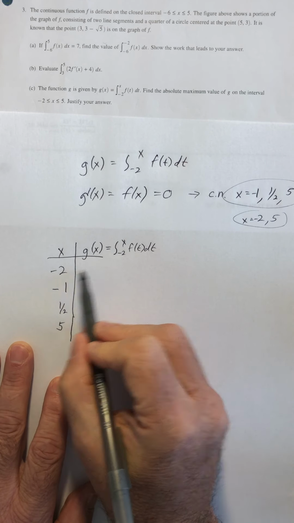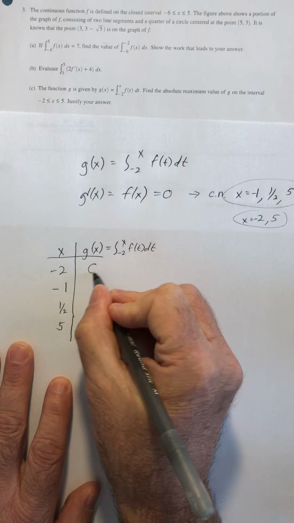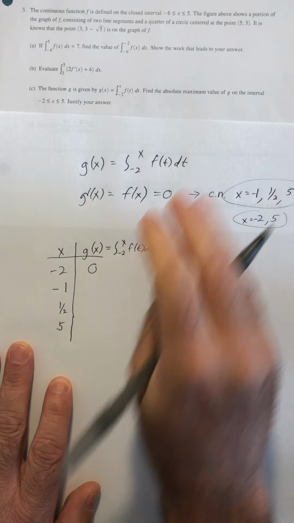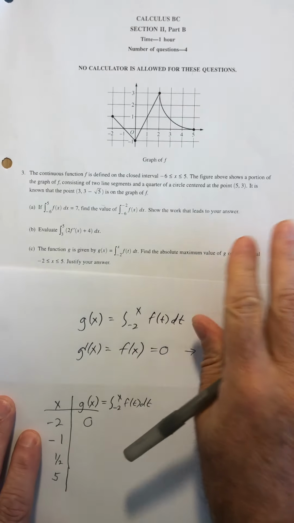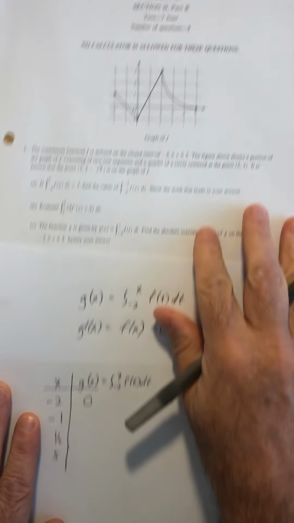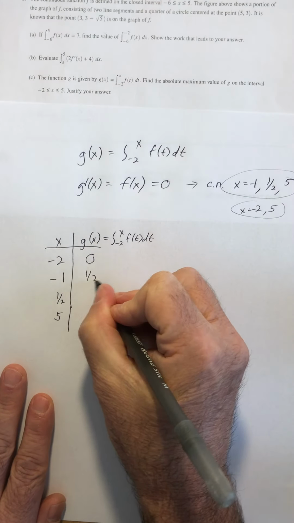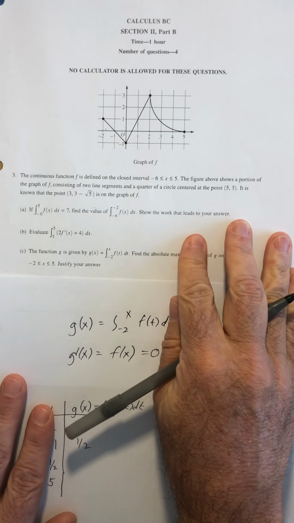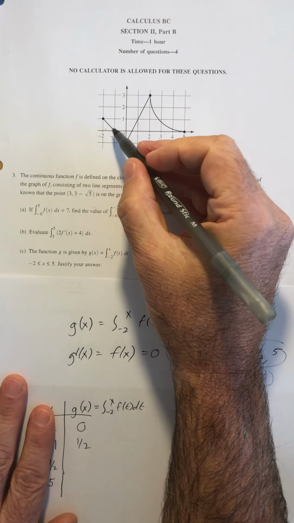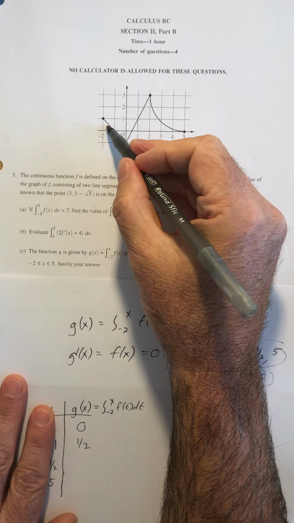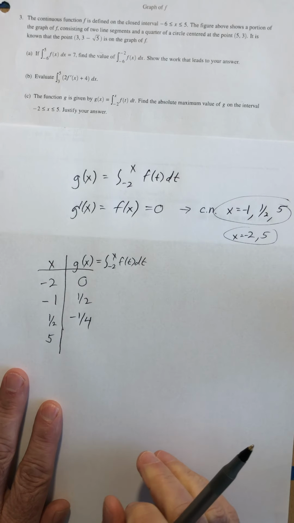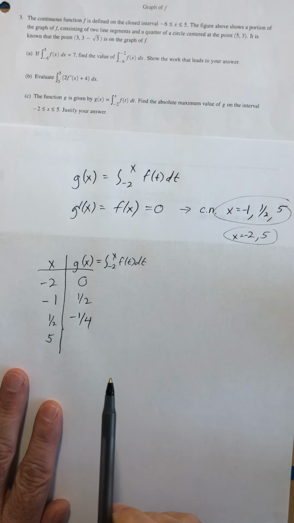So let's start off. The integral from -2 to -2 is simply 0. The integral from -2 to 1 is going to be this little triangle, so that's going to be 1/2. And the integral from -2 to +1/2 is going to be this triangle, which is positive, this triangle, which is negative. Those are going to cancel each other out. And then this little mini triangle, which is -1/4. So that's -1/4.